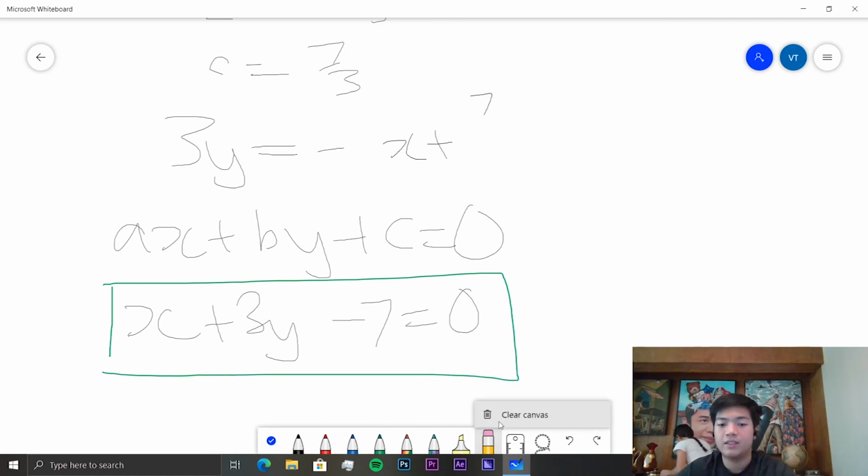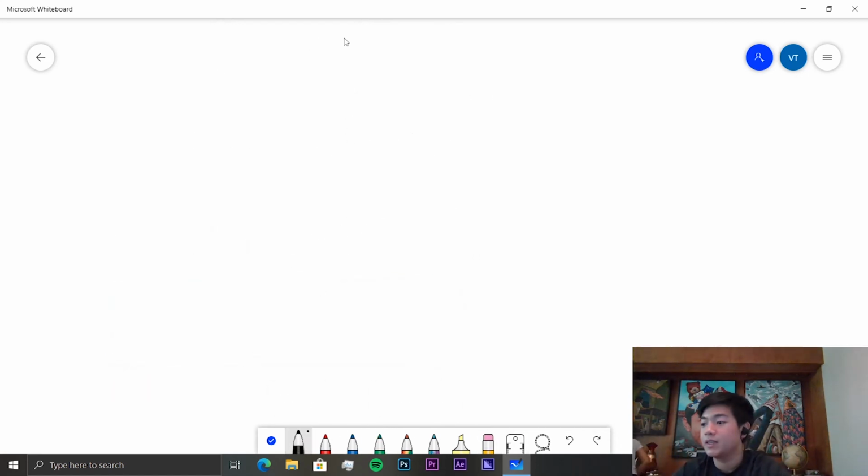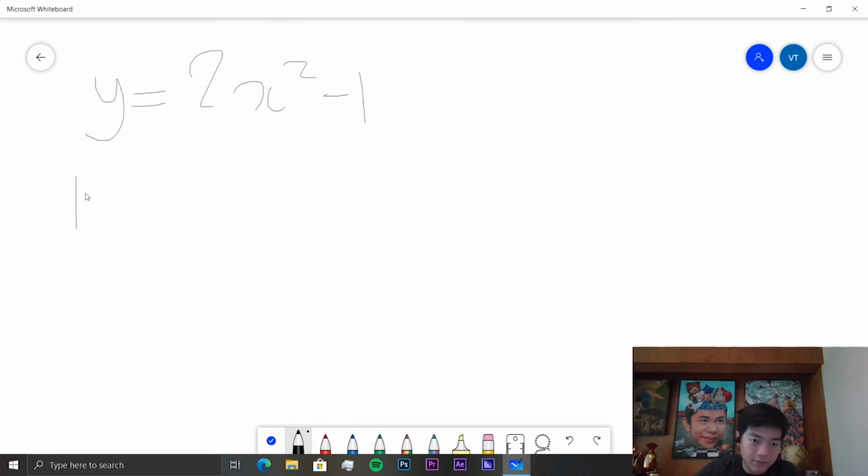Okay, on to the final question, and the final question is find any points on the following curves that have horizontal tangents. The first curve being y is equal to 2x squared minus 1. To find points on this curve that have horizontal tangents, first we want to differentiate it.